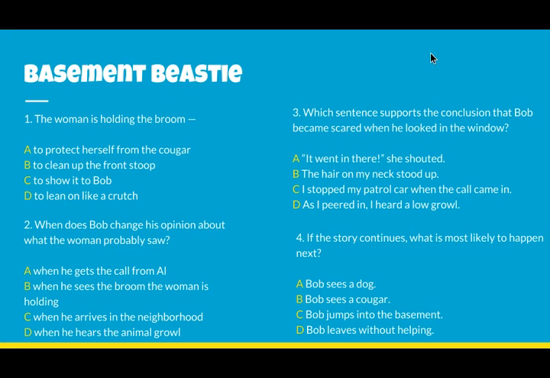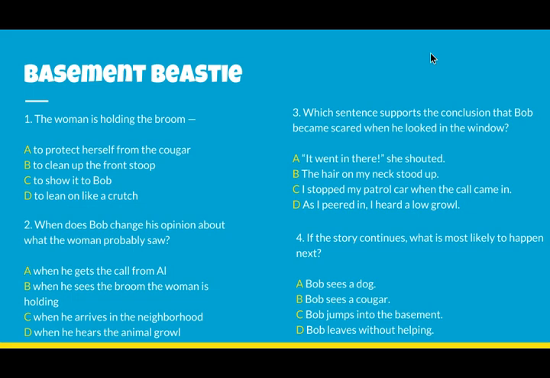1. The woman is holding the broom. A. To protect herself from the cougar. B. To clean up the front stoop. C. To show it to Bob. Or D. To lean on it like a crutch.